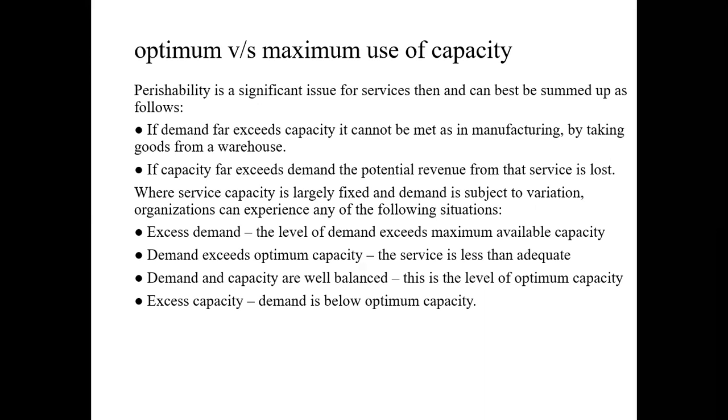So where service capacity is largely fixed and demand is subject to variation, an organization can experience any of the following situations. The first is excess demand. Here the level of demand exceeds maximum available capacity. Second is demand exceeds optimum capacity, where the service is less than adequate. And then demand and capacity are well balanced. This is the level of optimum utilization of the capacity of the organization. And excess capacity, where demand is below optimum capacity. So these are the four situations experienced by organizations.